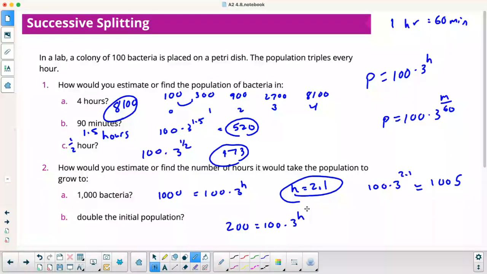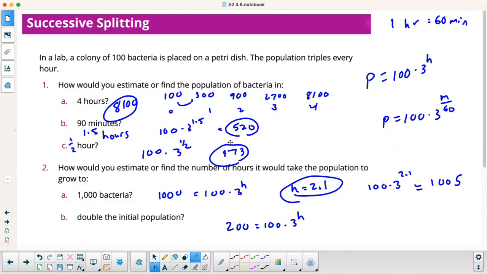So we know that it triples in 1 hour, it gets to 300, so it's probably somewhere between here. We know half an hour is 173, so maybe try like 0.6. 100 times 3 to the 0.6. It got me to 193.